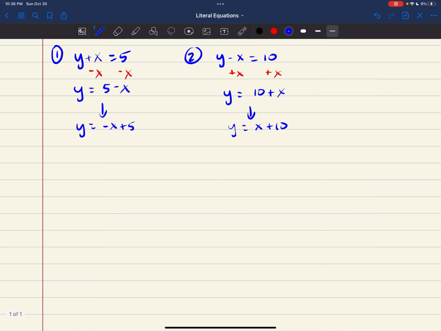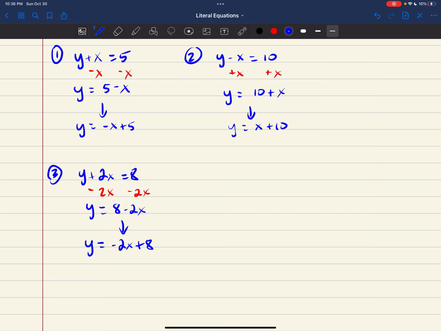Let's do y plus 2x equals 8. Okay, so don't let this scare you. Again, we're trying to get y by itself. And this time, instead of an x, we actually have a 2x. But really, since this is a plus 2x, the inverse of that is a negative. So I need to subtract both sides by 2x. And I'm left with what? Y equals 8 minus 2x. But I can rewrite that as y equals negative 2x plus 8.